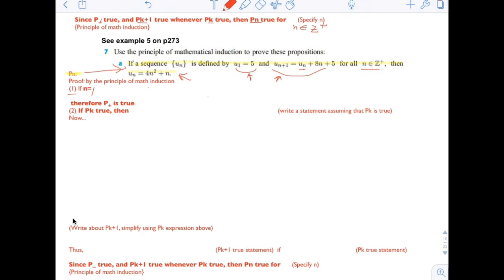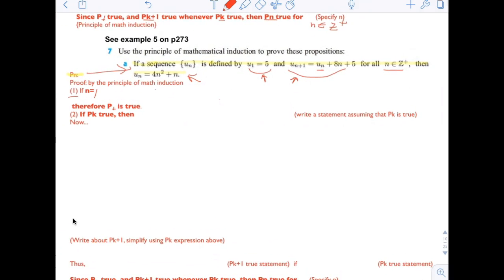Okay, so if we know that U1 is 5, then we could also, and we know this too, find U1 by using the explicit formula. Is that true? Let's use the explicit formula. 4 times 1 squared plus 1, that's equal to 4 plus 1, which is 5. So it's true, right? They're both the same. So we can use either this rule, which is pretty trivial.